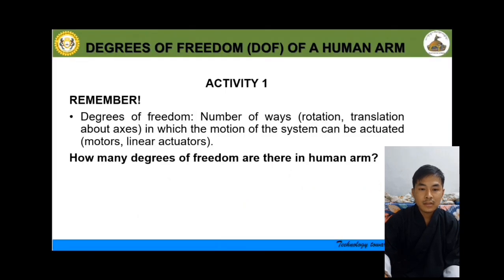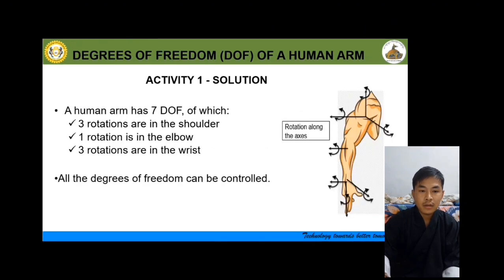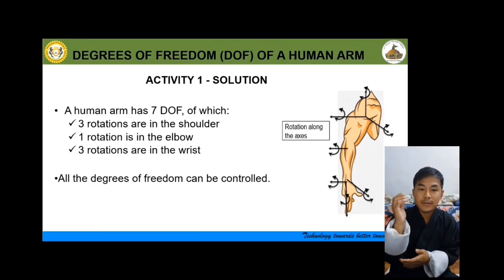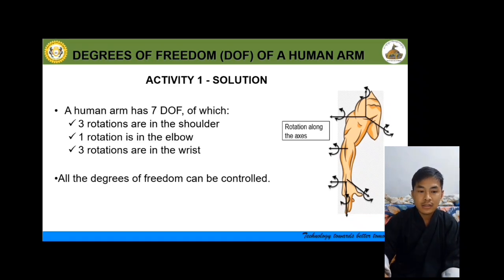So, taking the human arm as an object, how many degrees of freedom are there in the human arm? For this we have the solution. A human arm has 7 degrees of freedom, of which 3 are in the shoulder, 1 in the elbow, and 3 in the wrist. And all these degrees of freedom can be controlled.